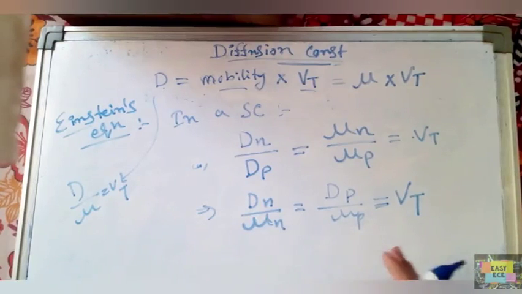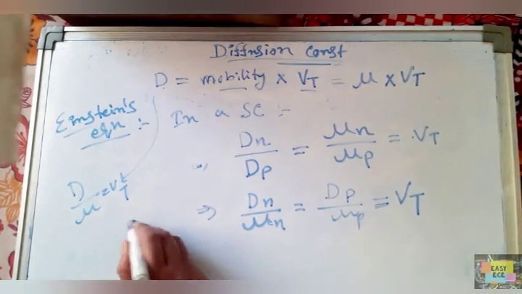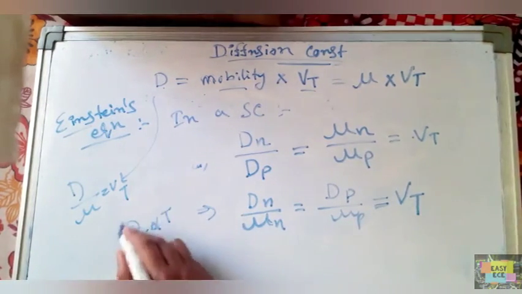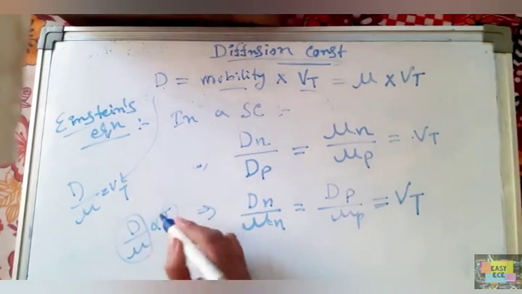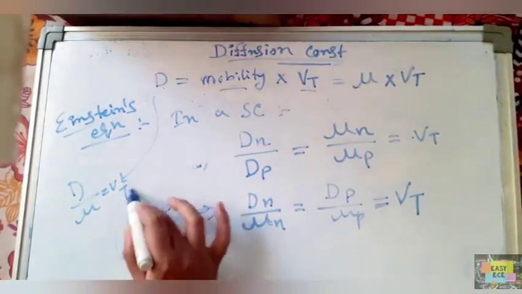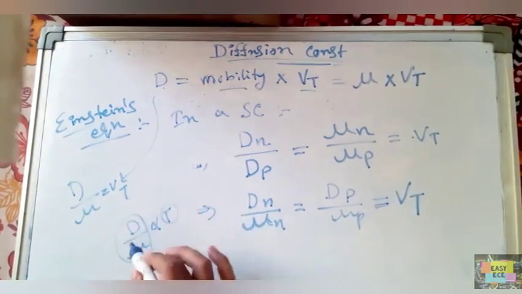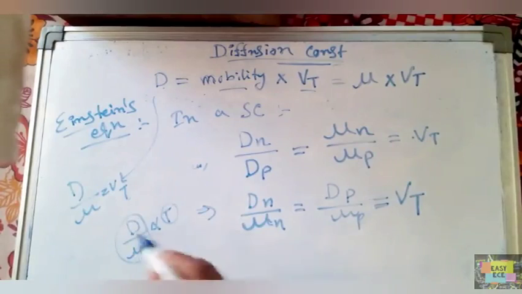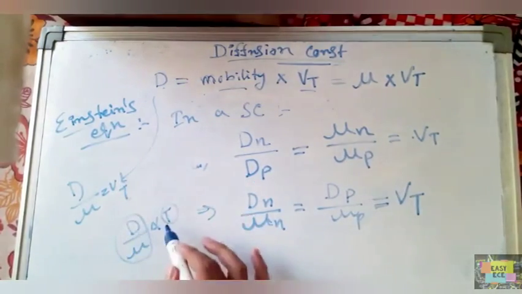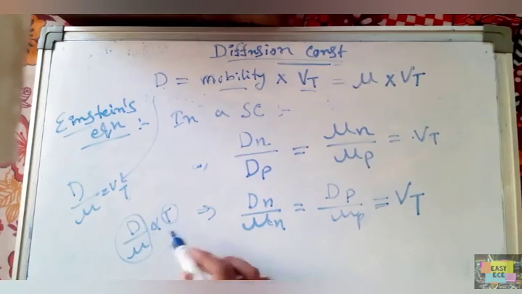So this is the Einstein equation, and D by mu is proportional to the temperature. That means it depends on temperature, because D is changing and mu is also changing. D by mu equals Vt, and Vt is proportional to the temperature, so this ratio is proportional to the temperature. The unit of mobility to diffusion constant is volt inverse.